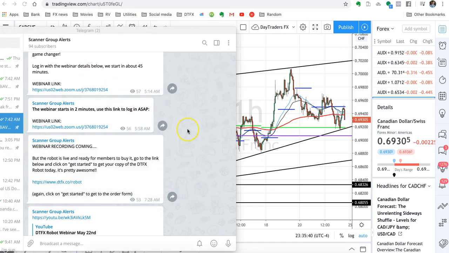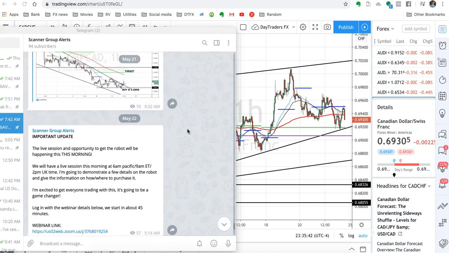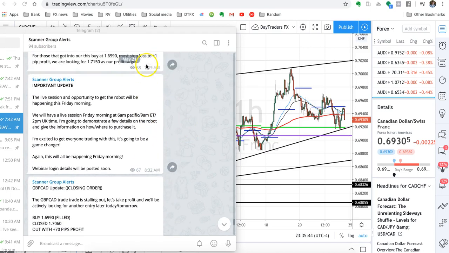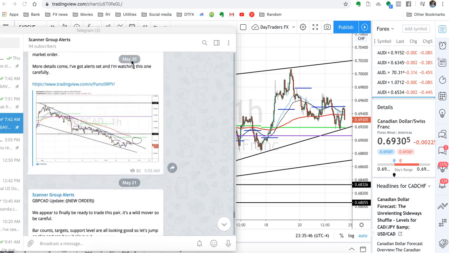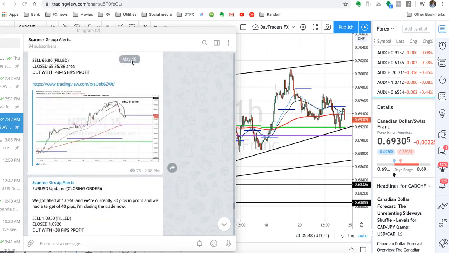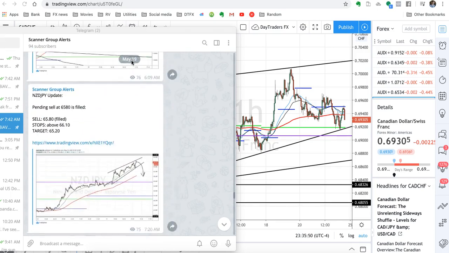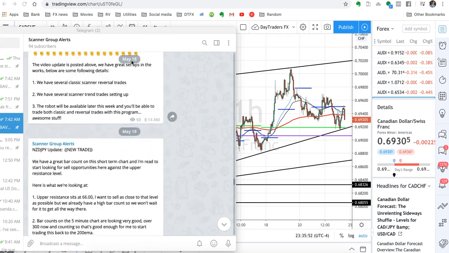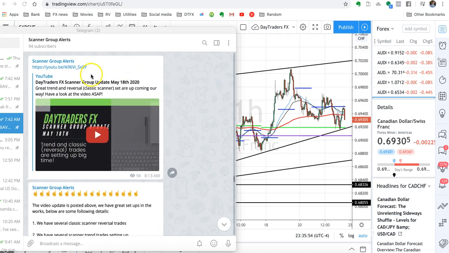Pretty average week in the scanner group. Let's have a little peek at this. Let's scroll back here. You can see May 21st. You see those numbers right there? May 20th, May 19th, May 18th. There you are. So we always start the scanner group. Here's the alert section right here.